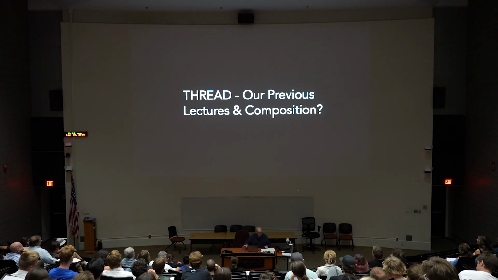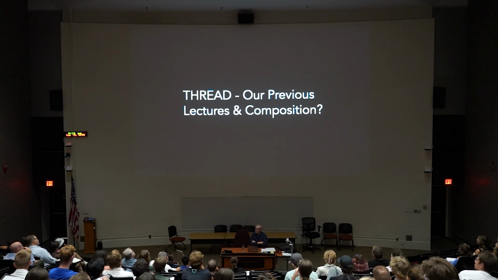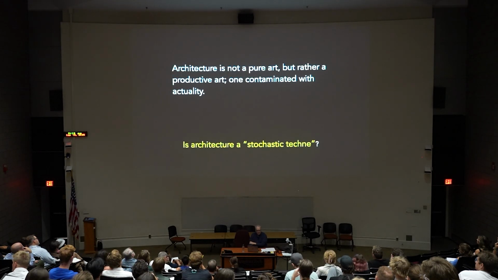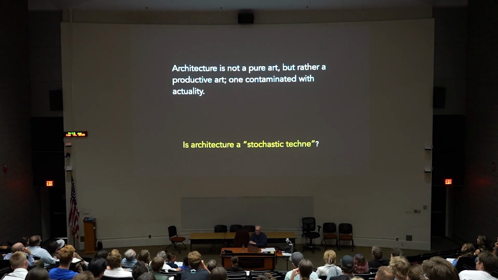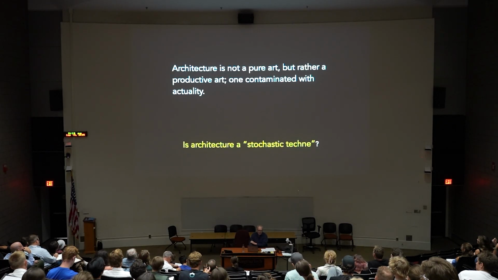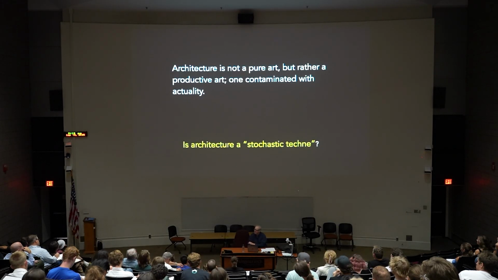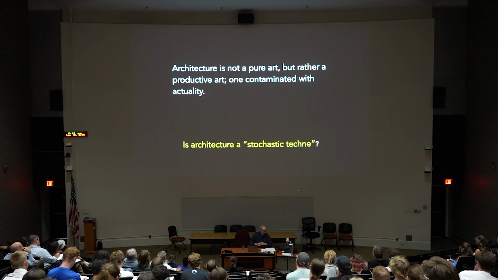So to tie this together, I thought I'd go back. The first thread is our previous lectures and the question of composition. So just a couple of statements. Architecture is not a pure art, but rather a productive art, one contaminated with actuality. And a question: is architecture a stochastic techne? Just to put something in the background.